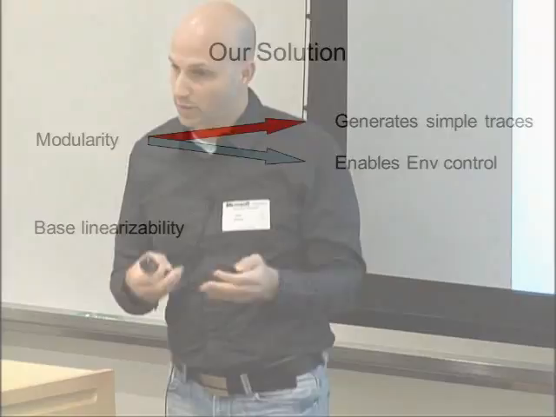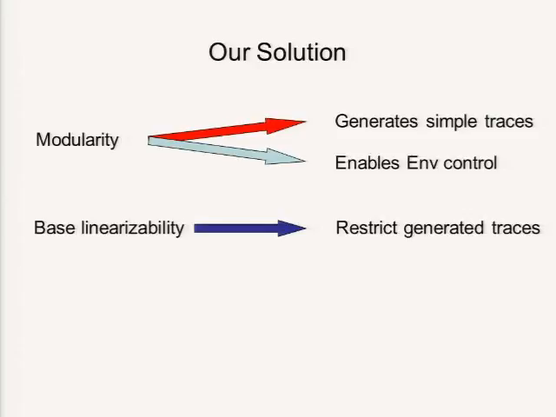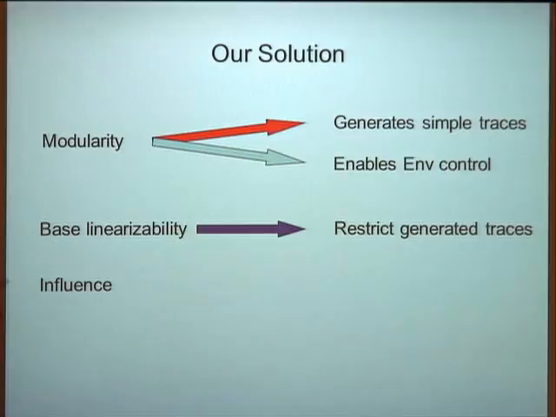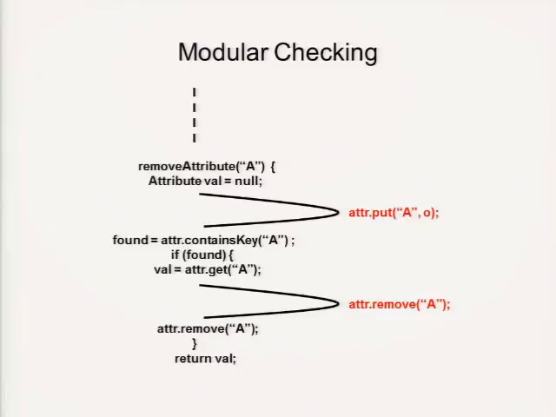We have a guarantee from the library that each one of the operations is linearizable. Therefore, we can execute the operations of the collection sequentially. We do not need to overlap them because we know that they are linearizable. So this restricts some of the traces that we generated. And the last thing, we use the influence specification of the library. Influence is similar to non-commutativity. And we use this information in order to further restrict the traces that we generate. Later on, I'll show how we use it and what we mean. Okay, so first, modular checking.